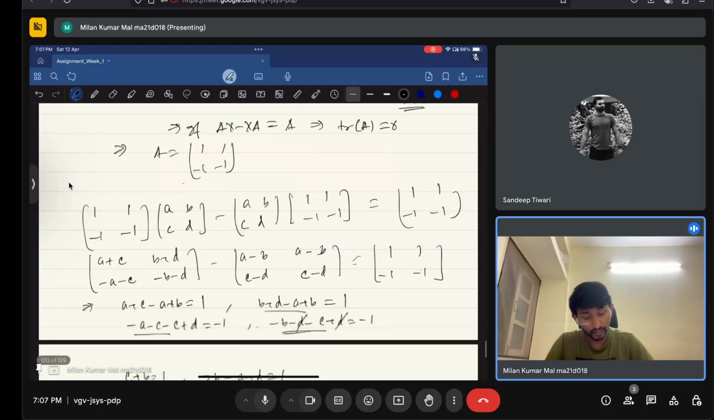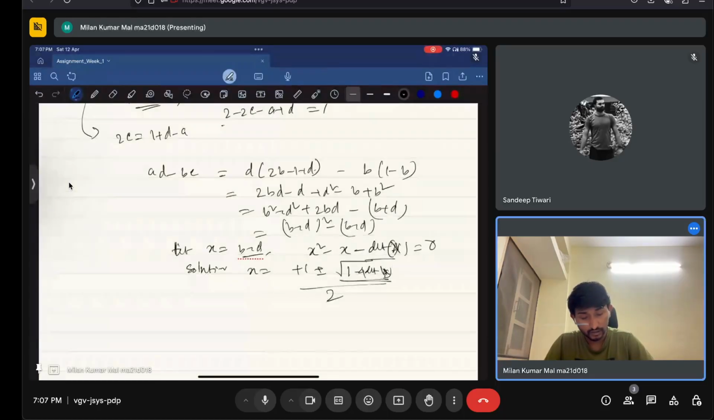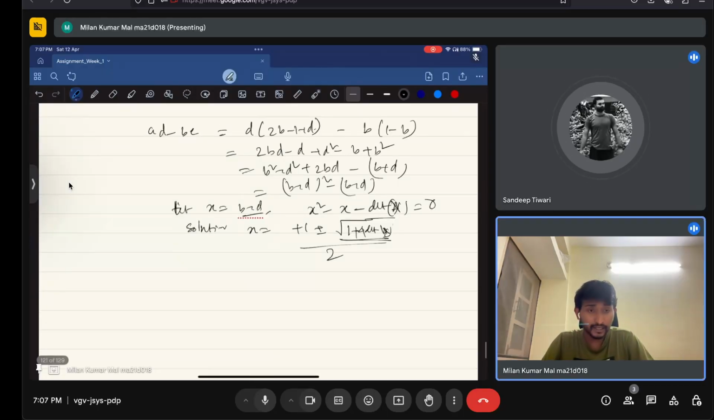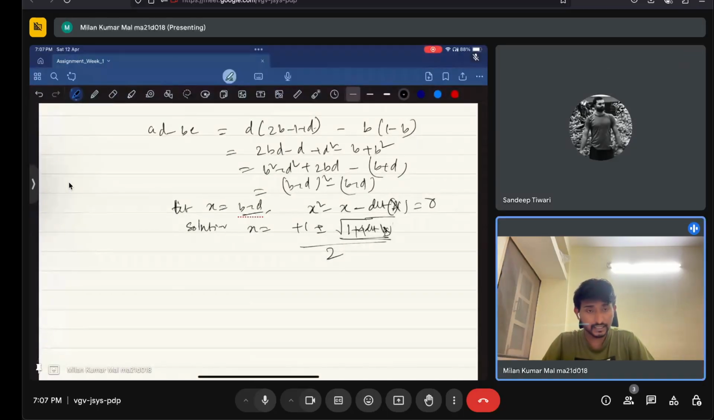So if you replace here, we have 1 minus 4ac, right? There will be some plus sign, because it is minus 4 AC. If the determinant of x is 0, then we'll get a positive solution.